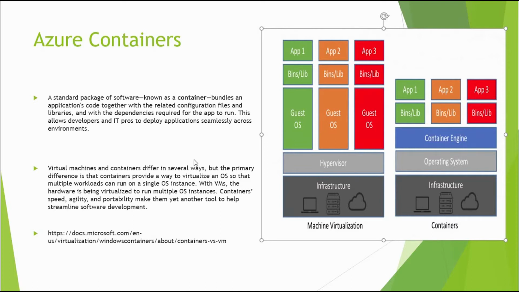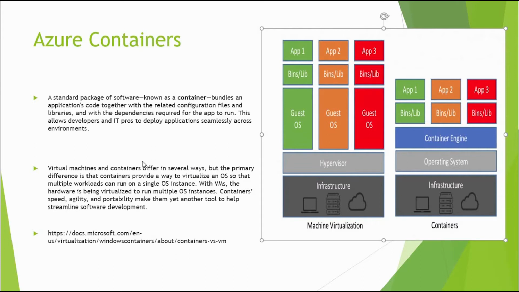Virtual machines and containers differ in several ways, but the basic difference is that containers provide a way to virtualize an OS so that multiple workloads can run on a single OS instance. That's why I said different containers in a system will depend on the same OS. A VM is hardware being virtualized, while in a container, software is being virtualized.